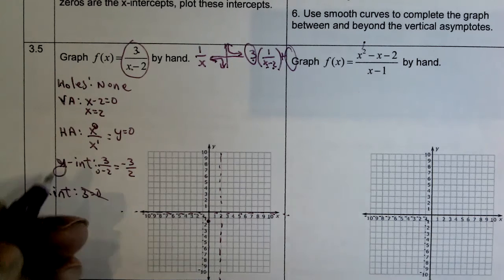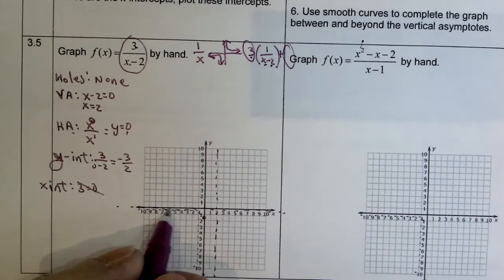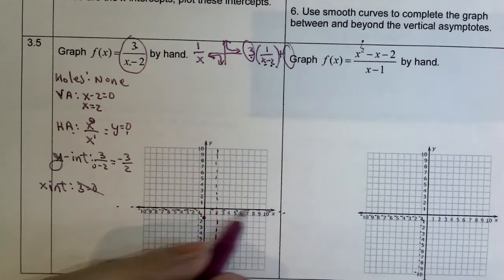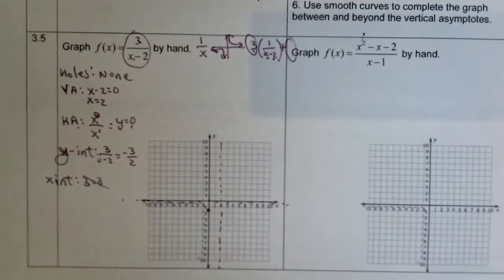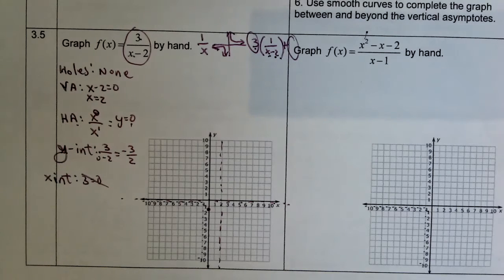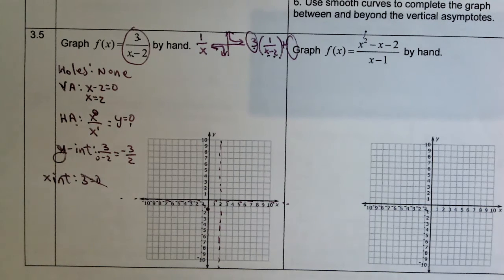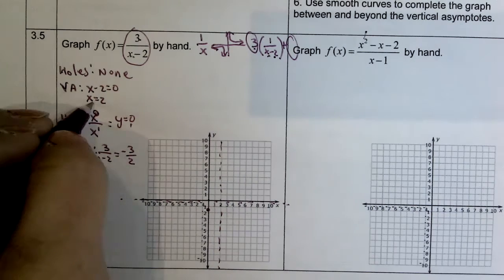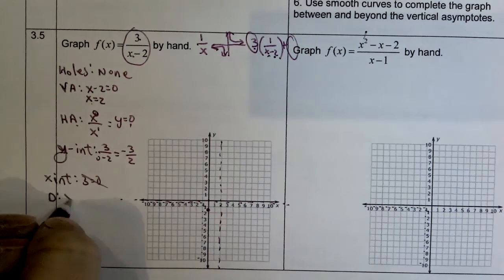But if you remember, we have a horizontal asymptote at y equals 0, so nothing is ever going to touch that axis. And our domain: x does not equal 2.